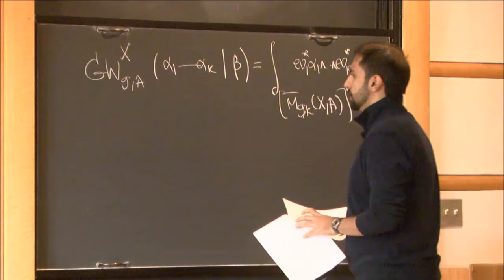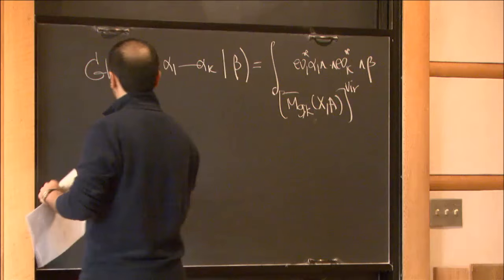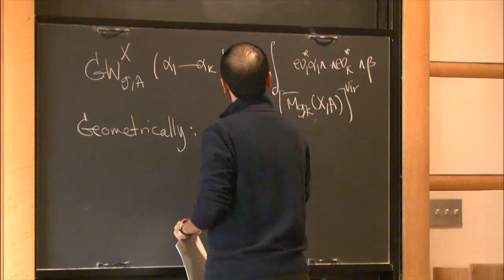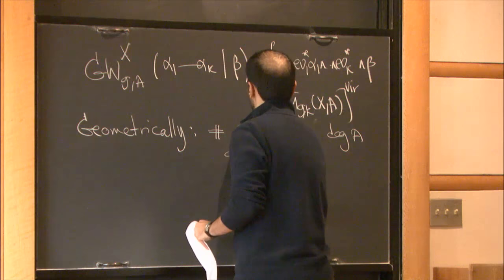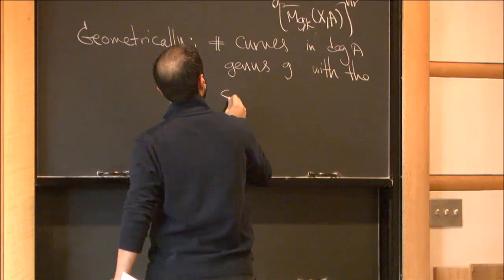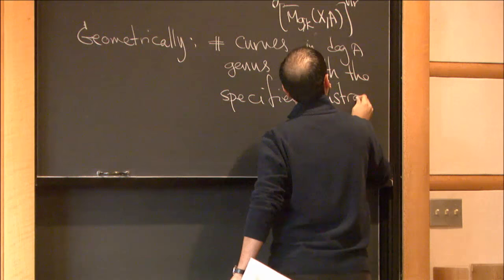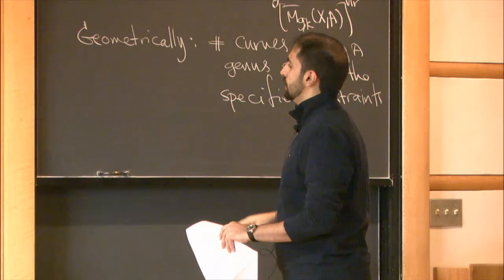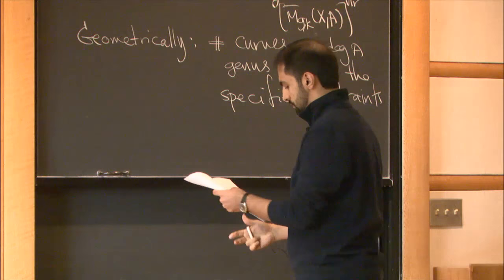So geometrically, in the situations where this is actually an orbifold, this number is the count of the number of curves in degree A, genus g, with specified constraints. The constraint beta on the domain describes the type of domain that can go into that picture, and alpha 1, alpha 2, if you look at the Poincaré duals, tell you that the map should pass through those constraints. Okay, this is the absolute version.